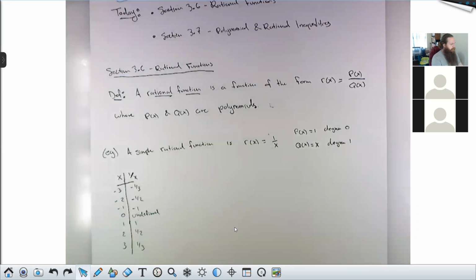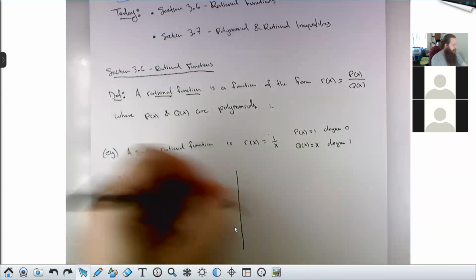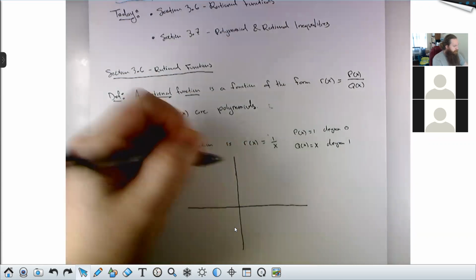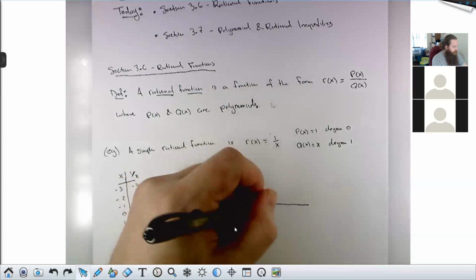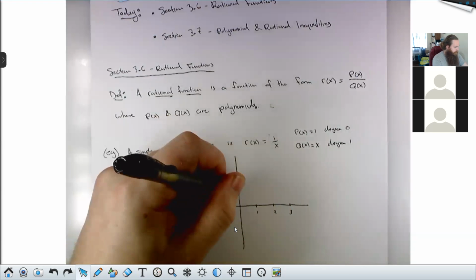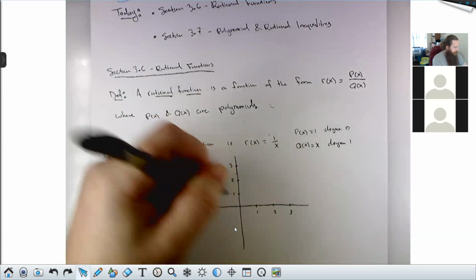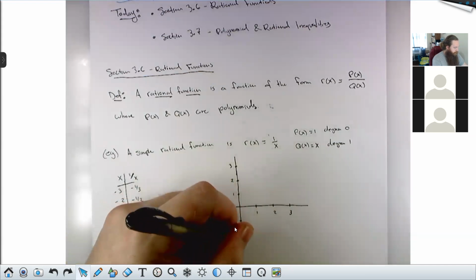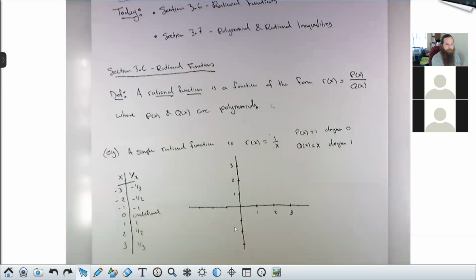So what does the graph of this thing look like? 1 over x is a neat kind of prototype. You can think of it as the parent function for a lot of your basic rational functions. I'm going to chop this up here. It's like 1, 2, 3, and -1, -2, -3.